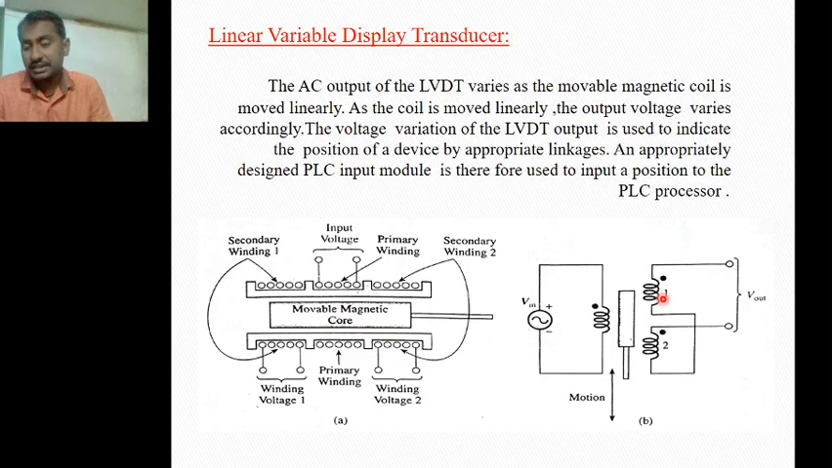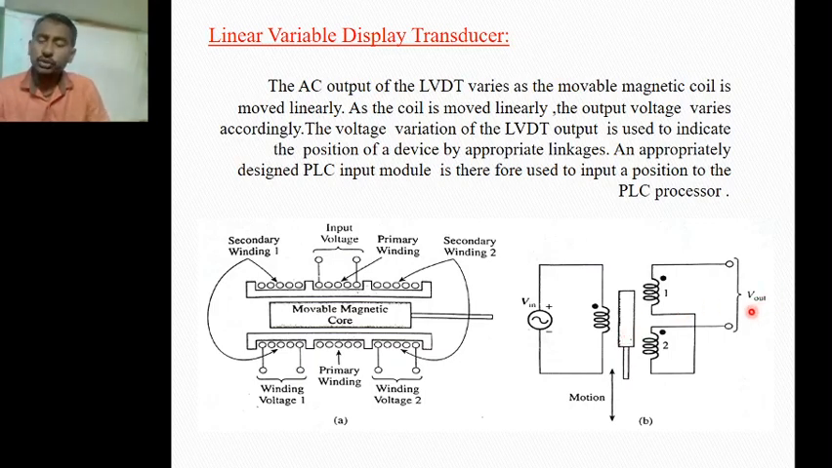Why? Because section 1 and section 2 are connected in such a way that the two are in phase opposition. So section 1 generates the voltage V1, and section 2 generates the voltage V2, which is equal to the negative of V1. Then what is the sum of those two voltages? V1 plus minus V1, that means 0. So at the zero position of the movable core, the voltage generated by this transformer is 0.